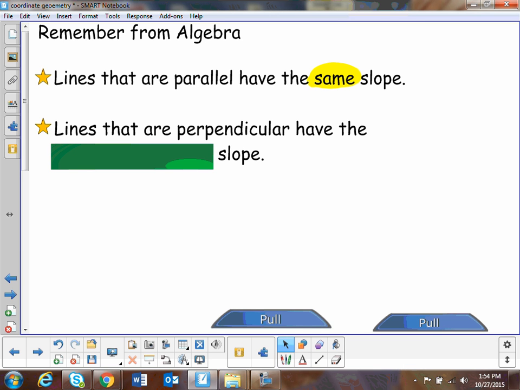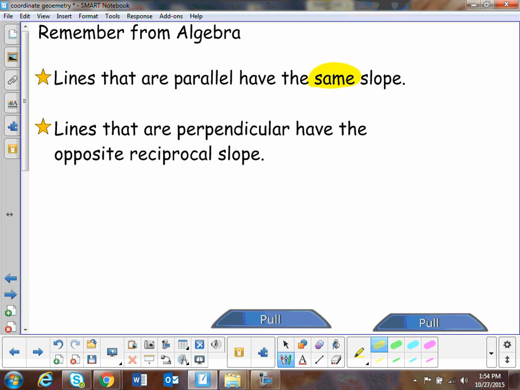Okay, and then lines that are perpendicular, this is the more challenging one. What do those have? Opposite reciprocal, there we go. Reciprocal slopes. Okay, so highlight that, write it down, make sure you remember that. Something to remember in your practice.